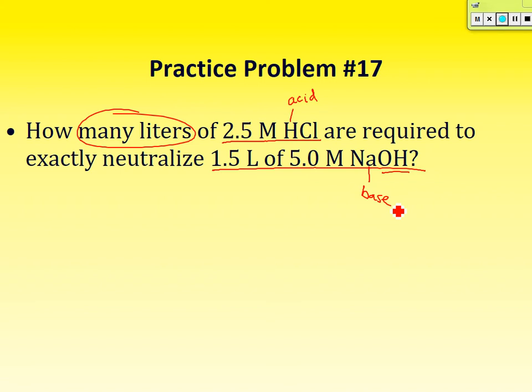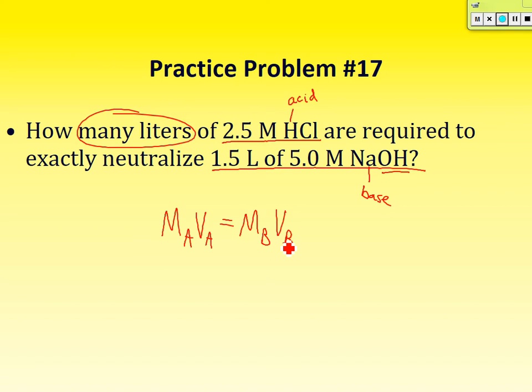Now that I've read the problem, I underlined what they gave us, we circled what they wanted us to find, let's write the neutralization formula. What was it? Cal, what was it real fast? MAVA equals MBVB. Okay, perfect. That's an easy formula to remember. Now we just got to plug in what they gave us and solve for the missing variable.